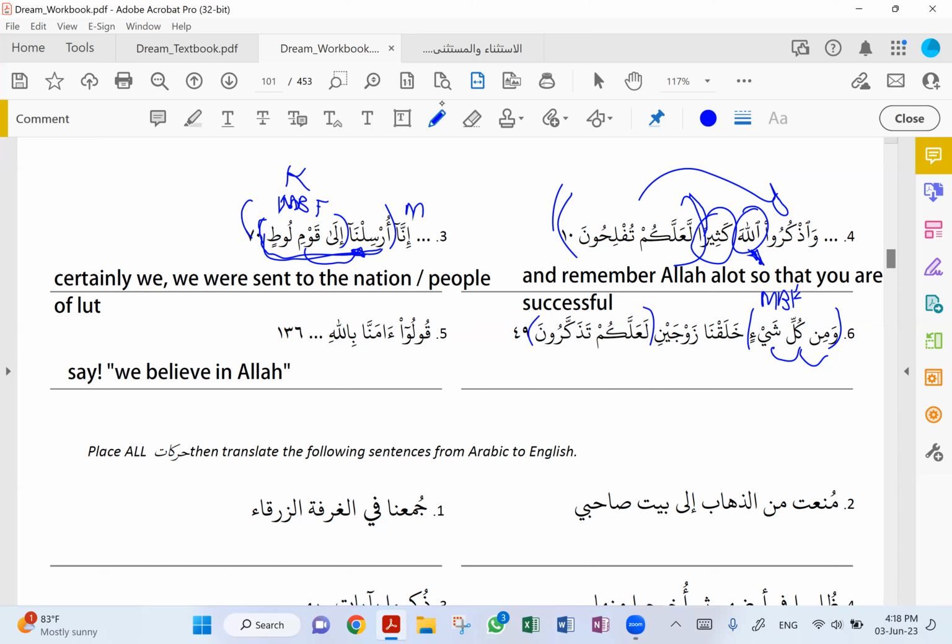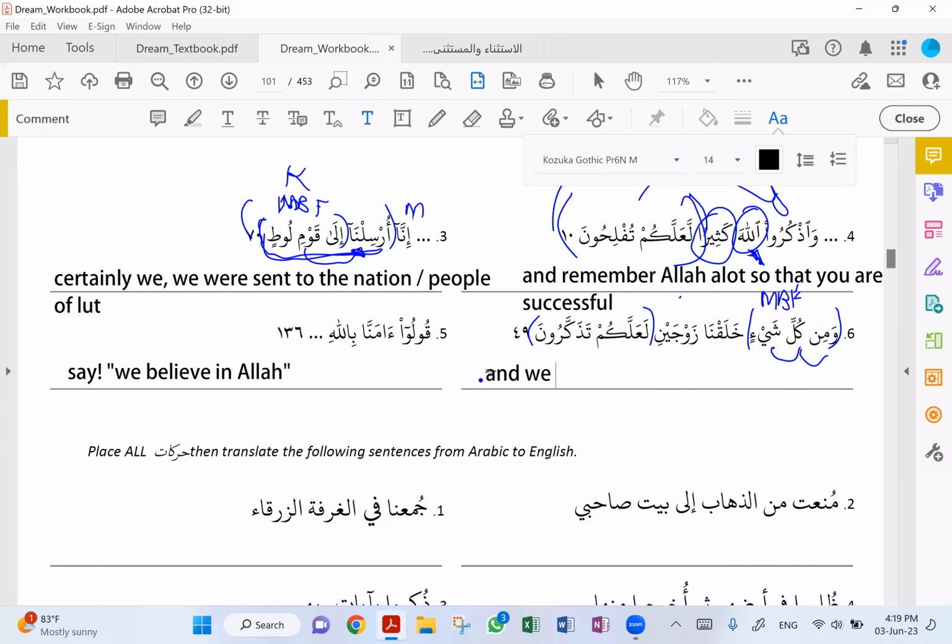So how do you go about this? You have two مفعولs. خلقنا, we, that's the فاعل. زوجين مفعول به, and then لعلكم تذكرون مفعول له. We created from each and everything pairs so that you all remember.